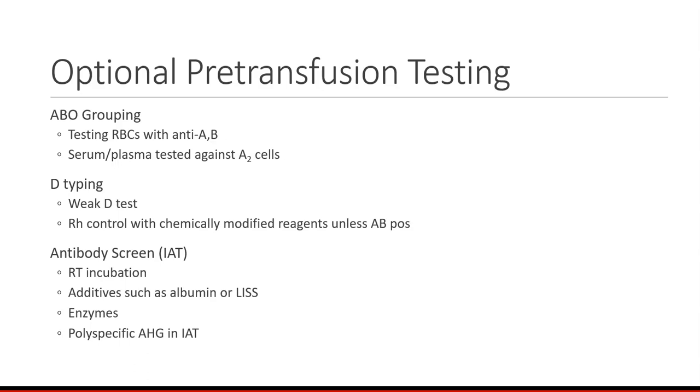Enzymes and polyspecific antihuman globulin. That used to be our reagent of choice. It caused a lot of false positives due to nonspecific coating of cells with complement. Now it's a tool in our toolbox, but it's not used for routine pre-transfusion testing.